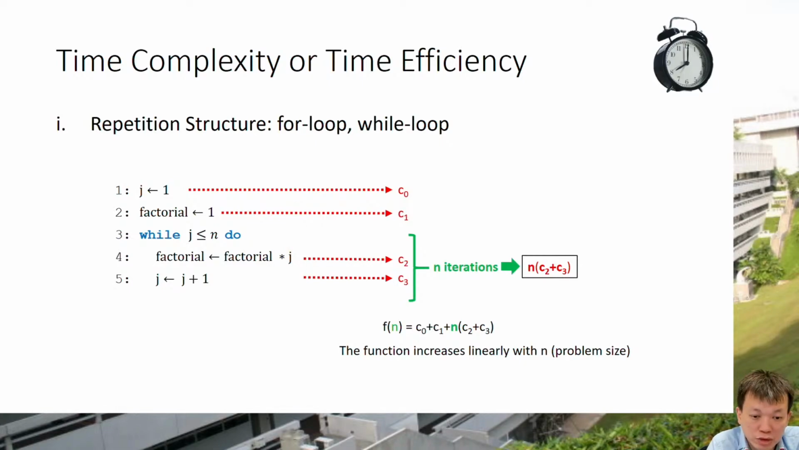So this is considered a linear time complexity. The time complexity increases linearly. That means when your n increases 10 times, your function will also increase 10 times.